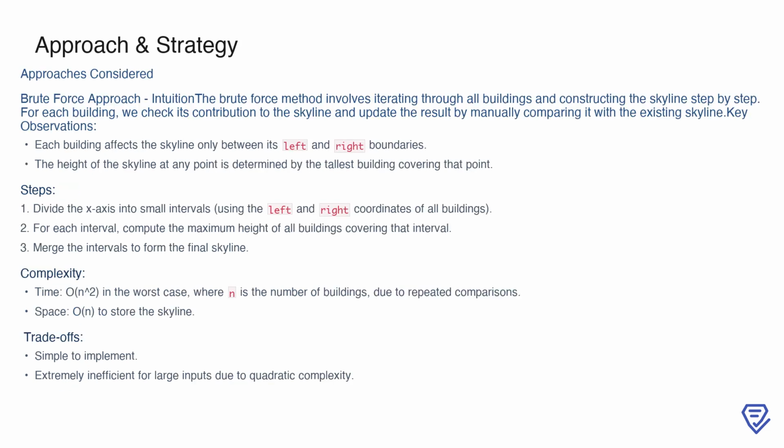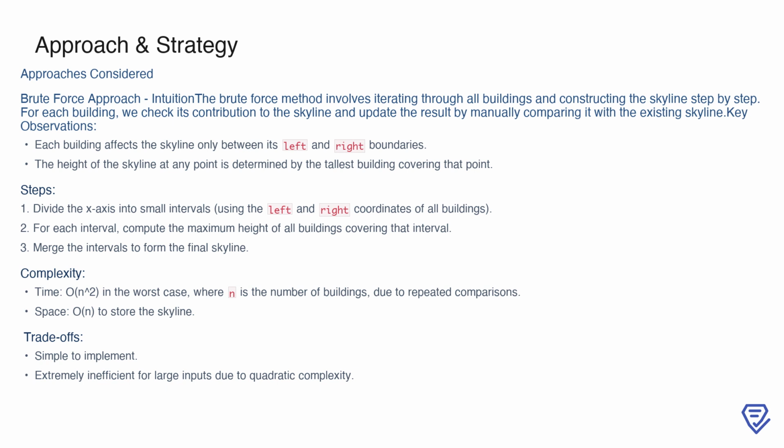To start, let's consider the brute force approach. The intuition here is to construct the skyline step by step by iterating through each building and determining its contribution to the final result. For every building, we analyze its impact on the skyline between its left and right boundaries. The key observation is that the height of the skyline at any point is dictated by the tallest building covering that point. The process involves dividing the x-axis into small intervals based on the building boundaries, calculating the maximum height within each interval, and then merging these intervals to form the complete skyline.